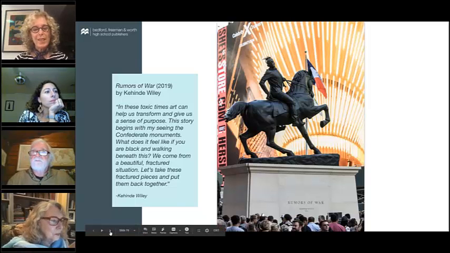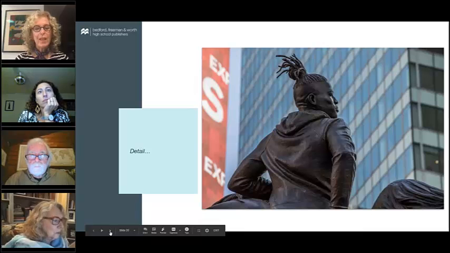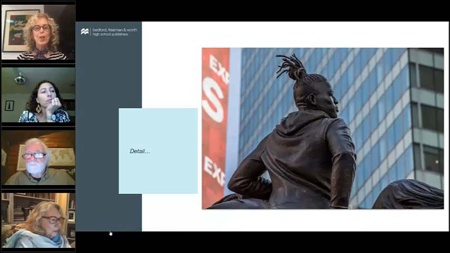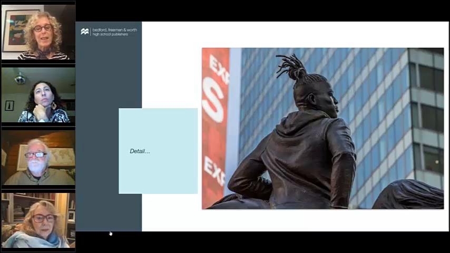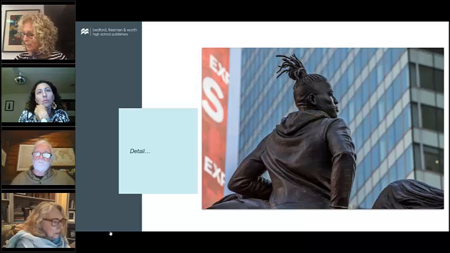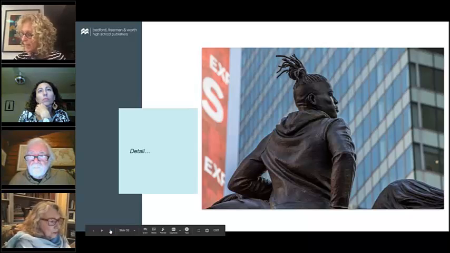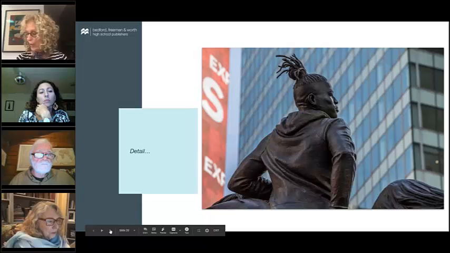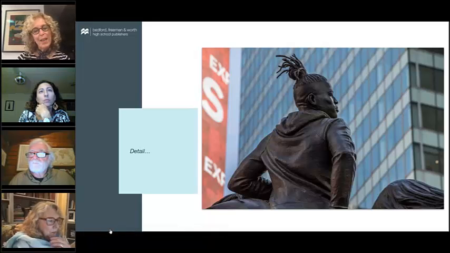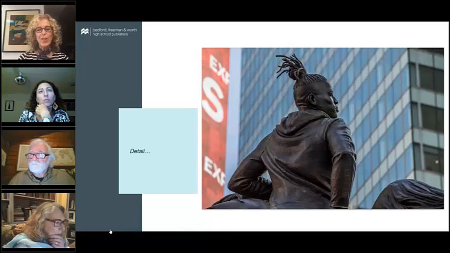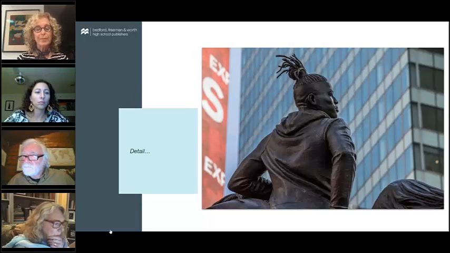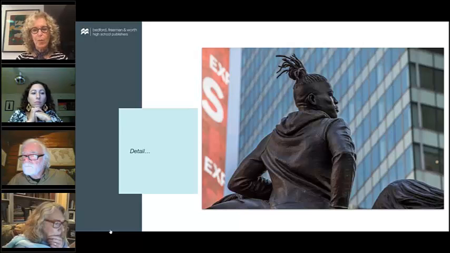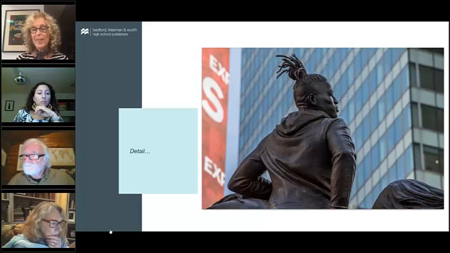This is a detail. And what you'll notice up close is that the figure here has dreadlocks. He's wearing a hoodie. He's wearing jeans, ripped jeans actually, which you can't see here. And so an interesting question is, in what ways does this statue reclaim history? And what about that title, Rumors of War? I find that sort of fascinating. Does anybody have any comments about this or questions?